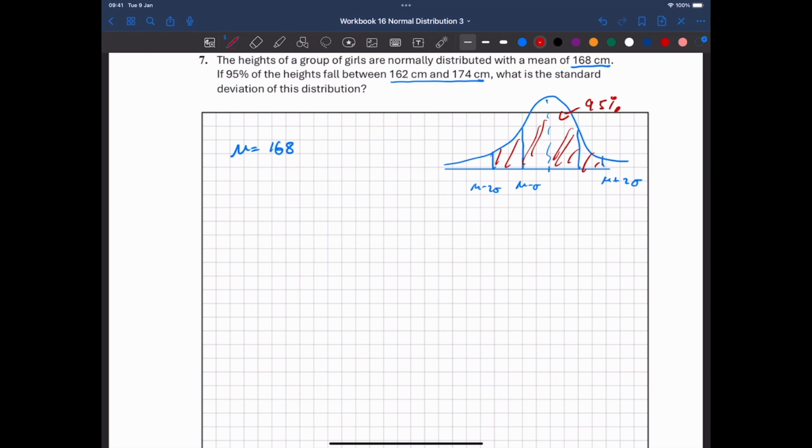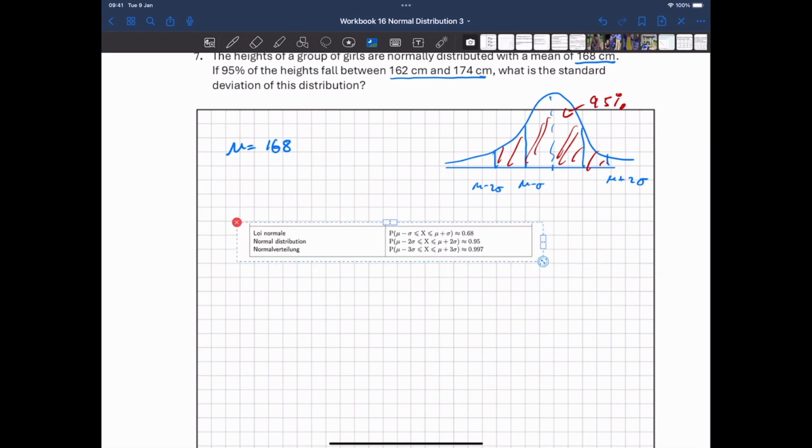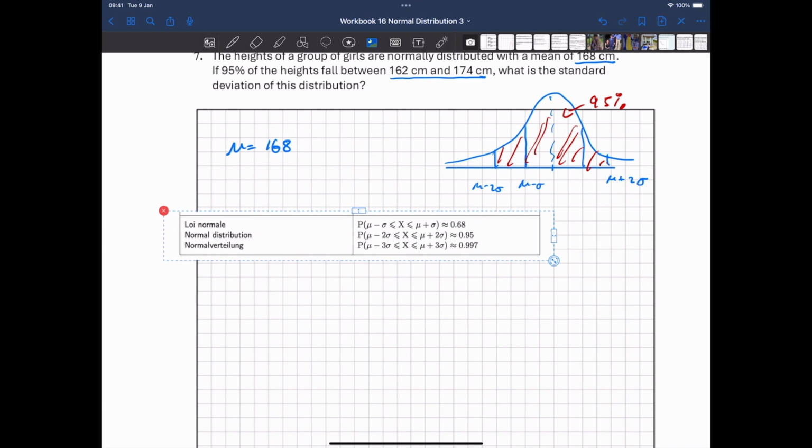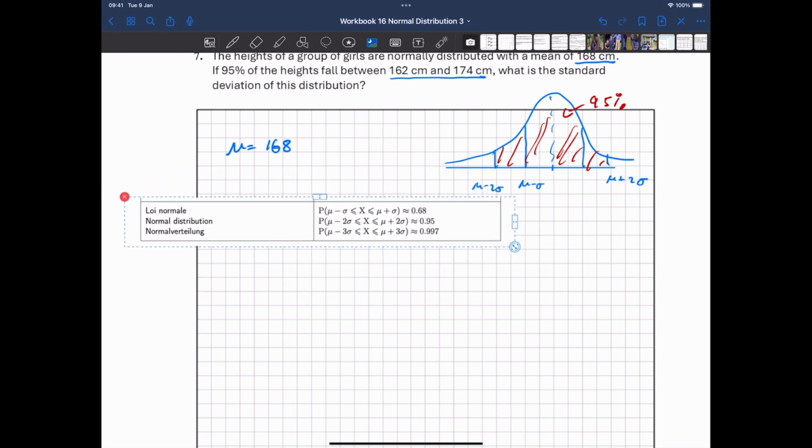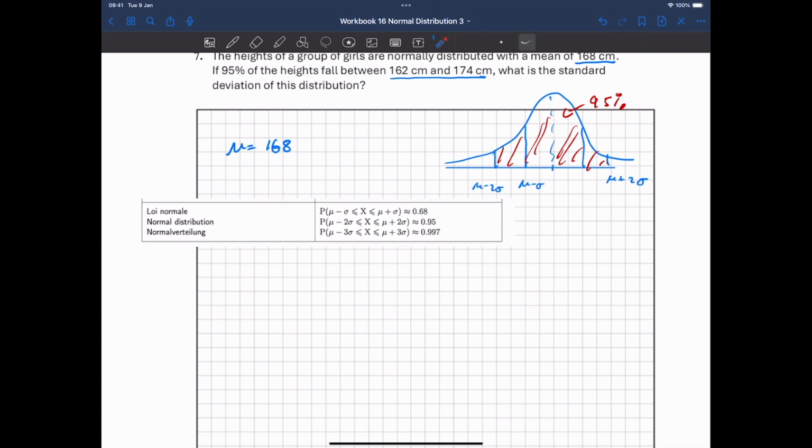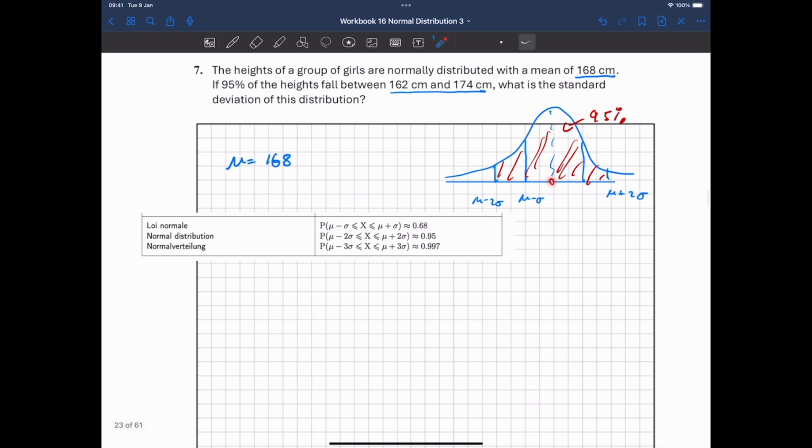So another way of looking at this is to use your formulas from your formula booklet, and you can see them in here. It's actually the very last part on the second page. Very last part you'll see. And you can see take away two standard deviations from the mean or add two standard deviations is 95%. That's this.